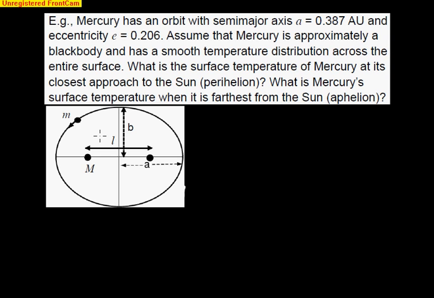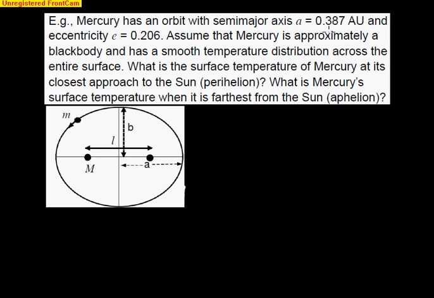Okay, here we have a question from one of the slides in my astrophysics class talking about calculating the surface temperature or average surface temperature of a planet. The question on one of the slides was: Mercury has an orbit with a semi-major axis A equal to 0.387 astronomical units, and eccentricity E equal to 0.206, which is the actual eccentricity of Mercury.